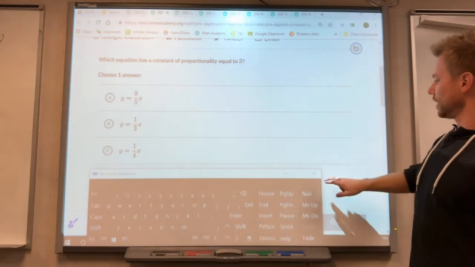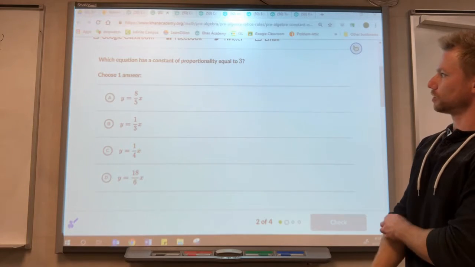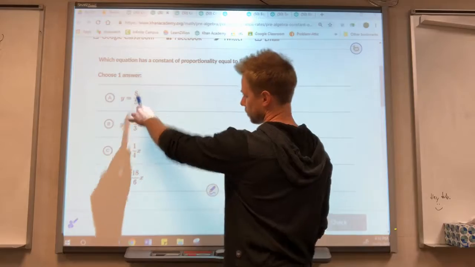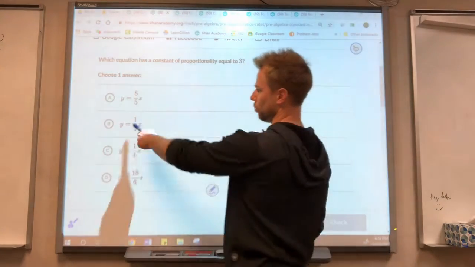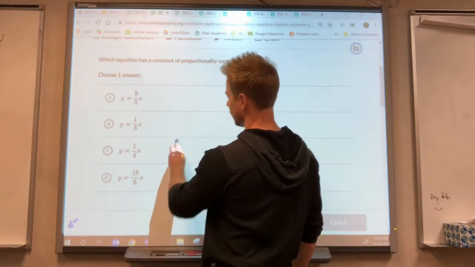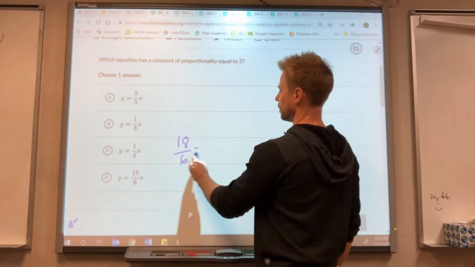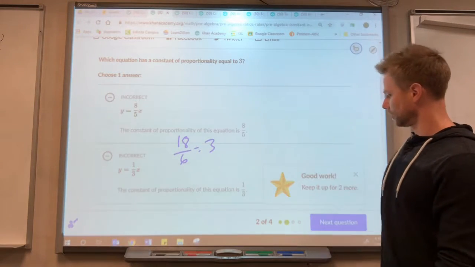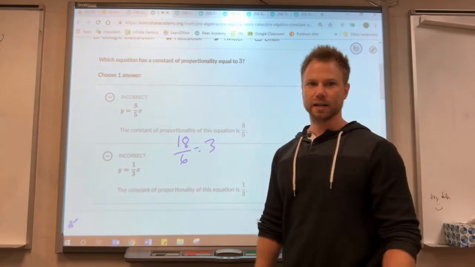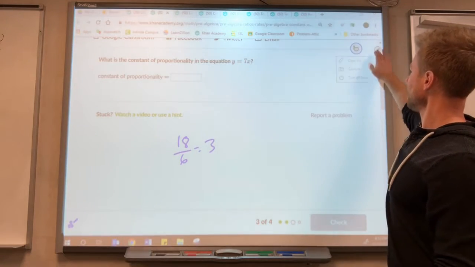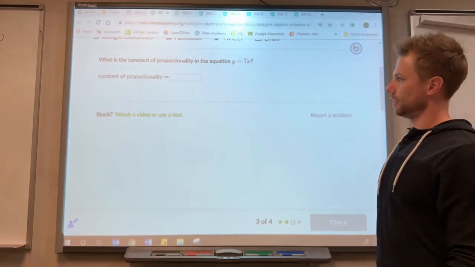It says, which equation has a constant of proportionality equal to 3? Okay, this is 8/5, which does not simplify to 3. 1/3 is not 3. 1/4 is not 3. 18 divided by 6, however, equals 3. So D would have a constant of proportionality of 3. Again, we're looking for the m in the equation. That is the constant of proportionality.